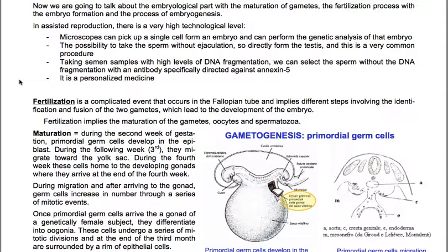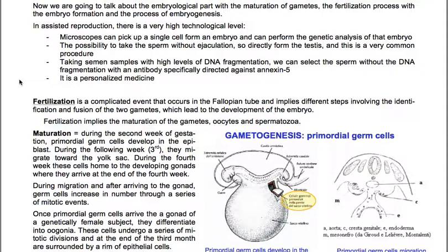With a microscope, we can pick up a single cell from an embryo and perform the genetic analysis of the embryo. The possibility to take the sperm without ejaculation, so directly from the testes, is a very common procedure. Taking semen samples with high levels of DNA fragmentation, we can select the sperm without the DNA fragmentation with an antibody specifically directed against annexin 5, and it is a personalized medicine.